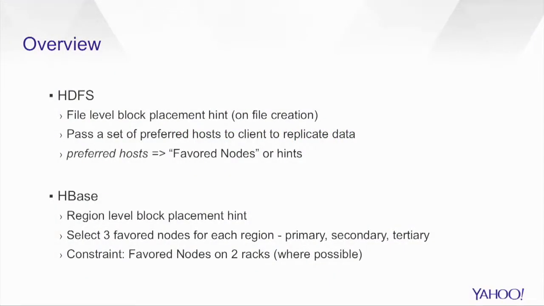At a high level, you can provide block placement hints when you create a file in HDFS. It's basically an array of data nodes. That's what we call favored nodes from the HDFS perspective. In HBase, we allow region-level block placement hints. At a region level we assign a set of favored nodes, or data nodes, and all the files created as part of the region will use those favored nodes. So that's providing block placement hints at a region level.